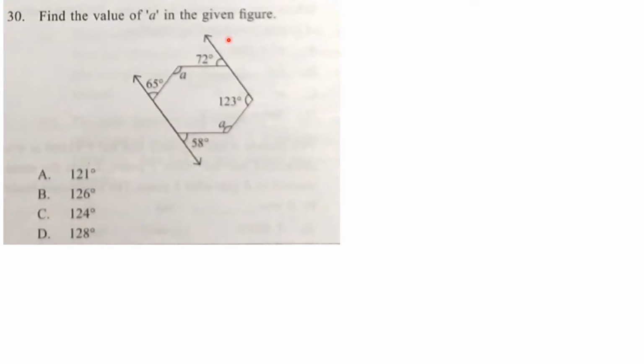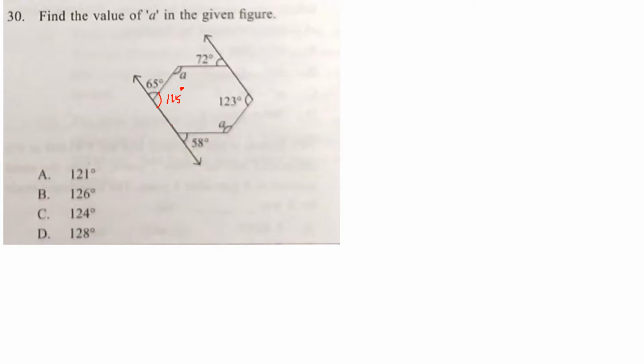Question number 30, find the value of A in the given figure. So if you see this figure, this angle is missing and this angle is also missing and here also it is missing. So your first step should be to find the value of interior angle, whichever is missing. And we know that the sum of exterior and interior angle always form a linear pair, right? So if this is 65 degree, the value of this interior angle will be 180 minus 65 degree and it is going to give you 115 degree, right?